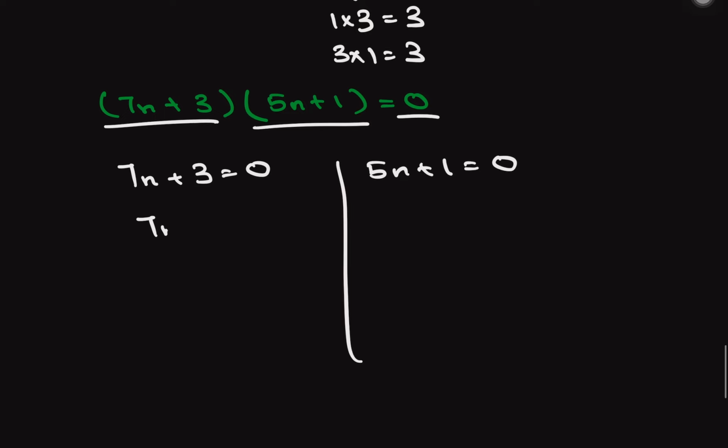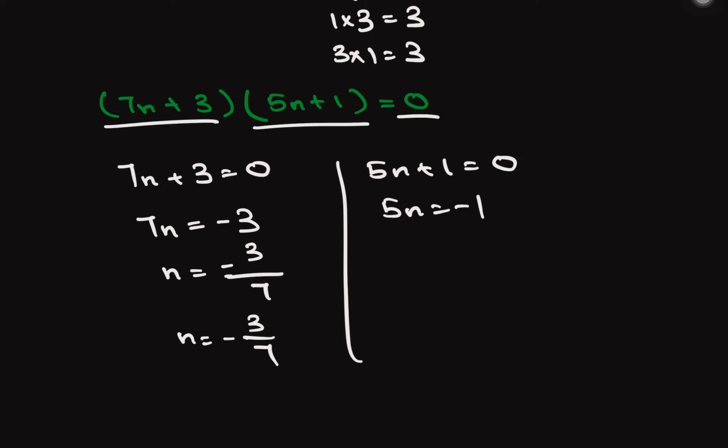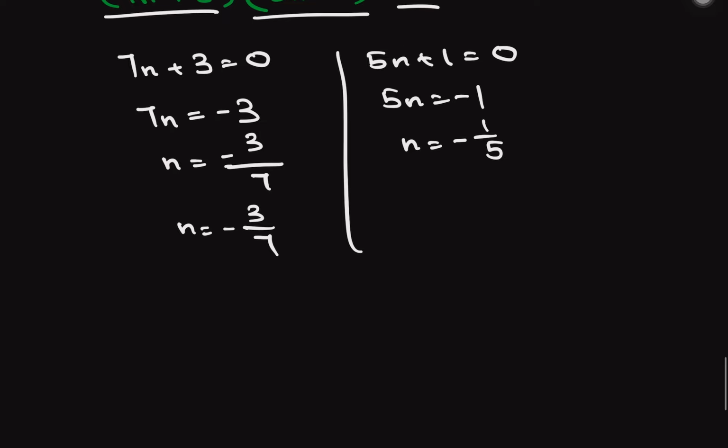So for the first one, 7n equals to negative 3, and n equals to negative 3 over 7. And for the second equation, 5n equals to negative 1, and therefore n equals to negative 1 over 5. So we have the two answers for n, and therefore the values of n can be negative 1 over 5 and negative 3 over 7.